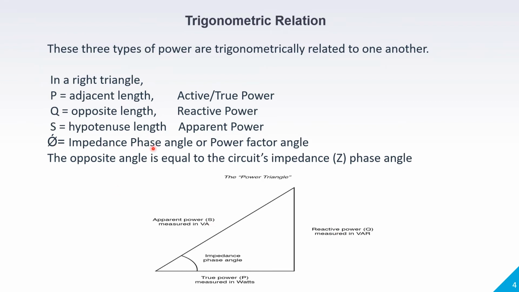Phi is the impedance phase angle or power factor angle. So this angle made by the hypotenuse with the adjacent side is called phi, and that is nothing but the power factor angle or impedance angle, and it is also called the ratio of true power to the apparent power. This power factor, in layman terms, is also called how efficiently input power is transferred to the output or as output power. That factor is nothing but the power factor. The opposite angle is equal to the circuit impedance phase angle.